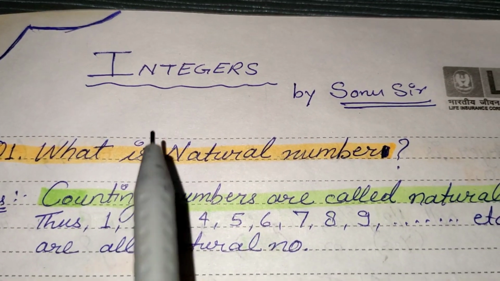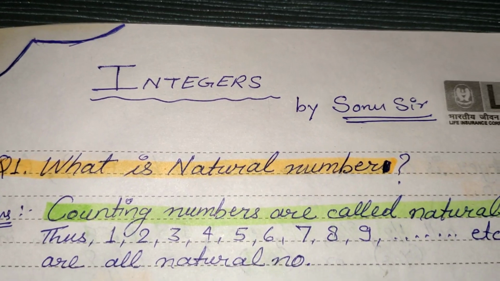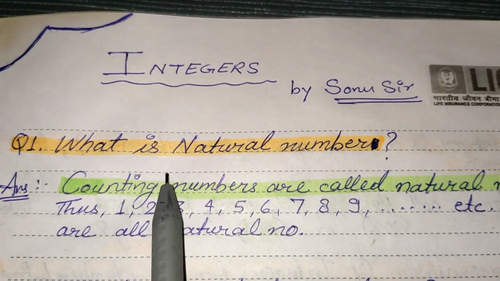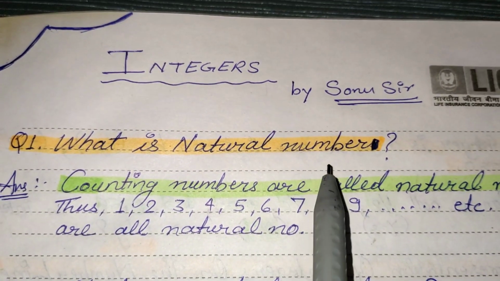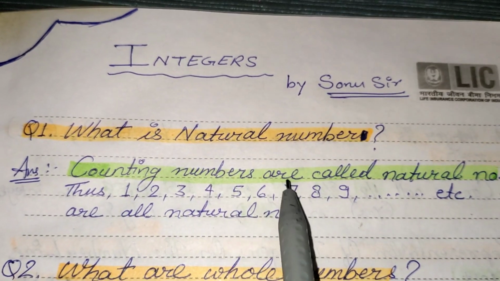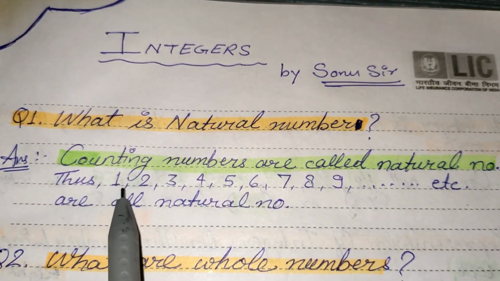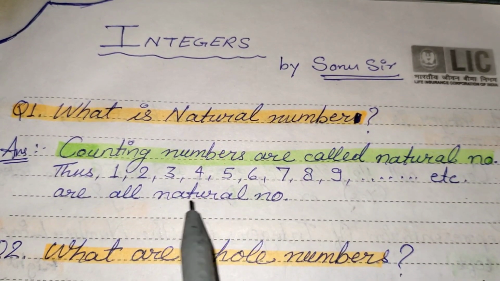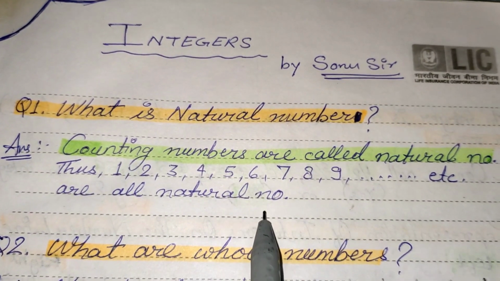Hello students, today we are going to learn about integers. First of all, let us know what a natural number is. What are natural numbers? Counting numbers are called natural numbers. Thus 1, 2, 3, 4, etc., to infinity are all natural numbers.